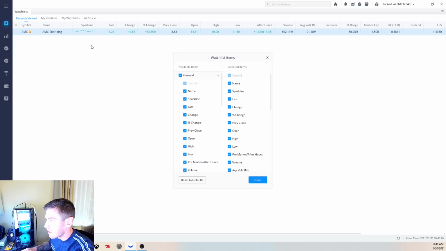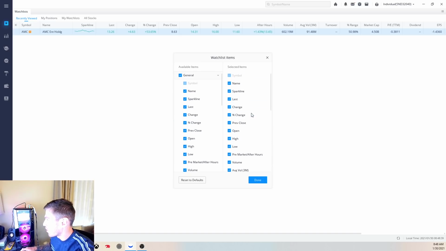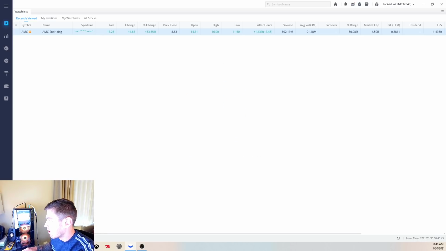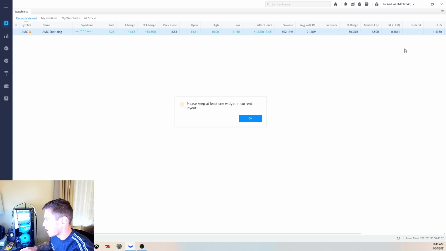If we click on this, it allows you to edit things that you want to see, right? So we can see the name, the Sparkline, last price, change percentage, a whole bunch of different stuff, and then selected items. This just gives you different things that it will track, right? So the name, the Sparkline, last, change percentage, etc. If we come over here and click on this, it allows you to either maximize or minimize this so that you can keep track of different things at the same time.